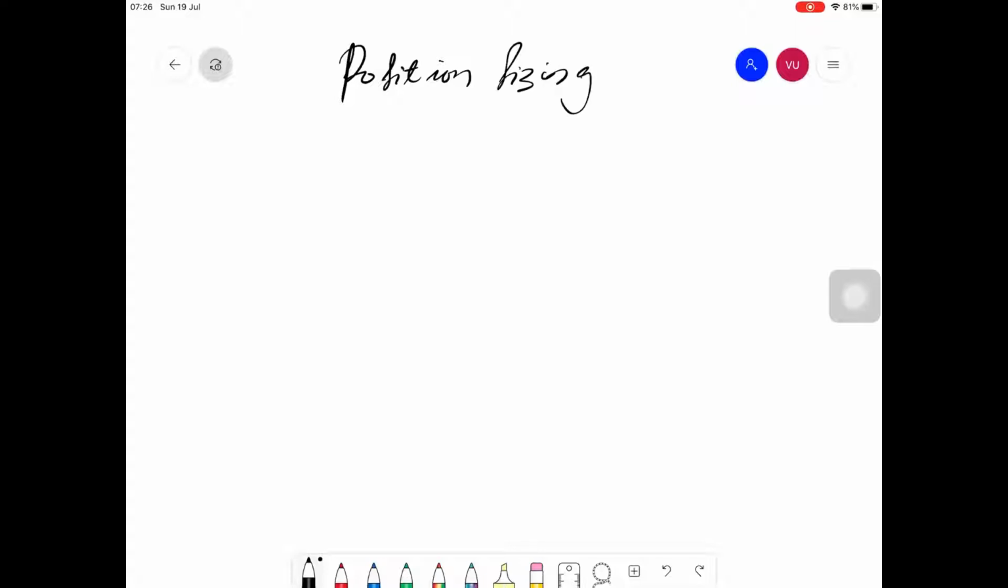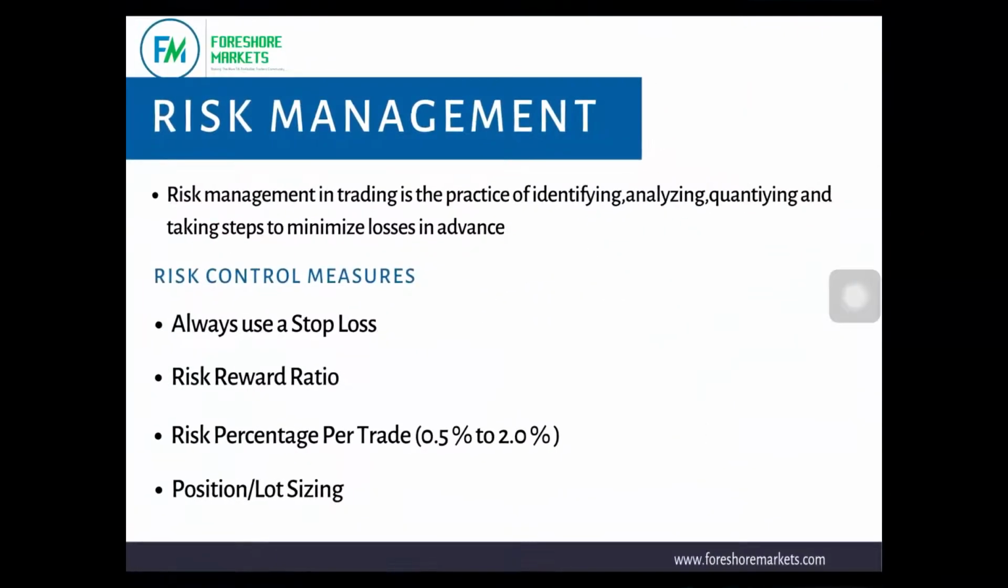Position sizing is simply about what lot size you trade. Before you place a trade, you must know what lot size you are to trade, based on the concept of risk management. Risk management is the practice of identifying, analyzing, quantifying, and taking steps to minimize losses in advance. The measures we use to carry this out are your stop loss and take profit, your risk reward ratio, your risk per trade, and your position sizing. Everything boils down to position sizing, and to get there, you pass through the process of identifying, analyzing, quantifying, and taking steps to minimize your losses.